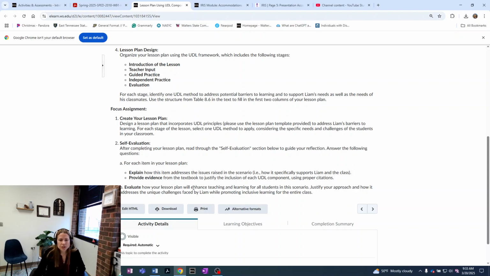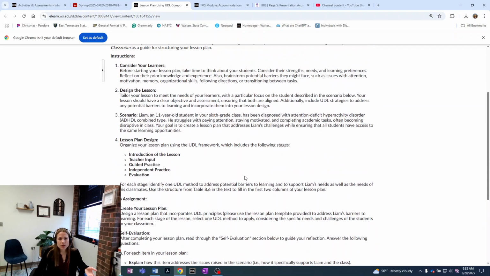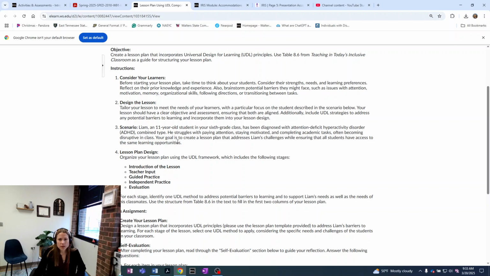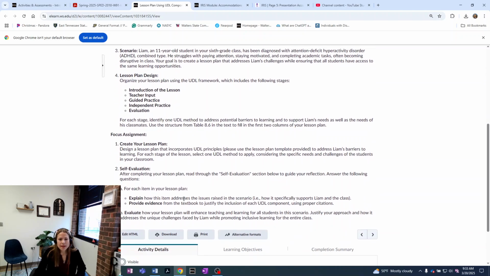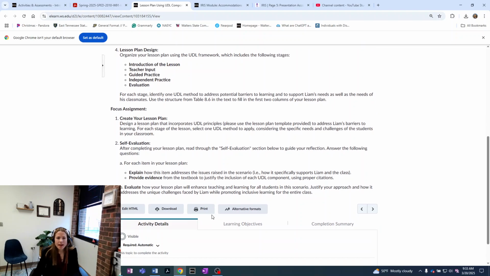So there's a self-evaluation section here where we're going to focus on explaining how this addresses the scenario in number 3 with Liam, and then providing evidence from the textbook, which can come from table 8.6, right? And lastly, evaluate if you think it's going to enhance the teaching not only for Liam, but all your students, right? And you need to justify that.